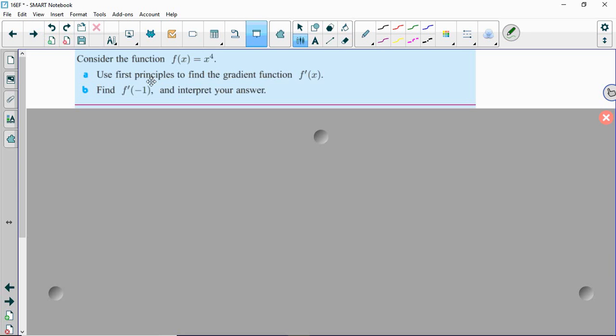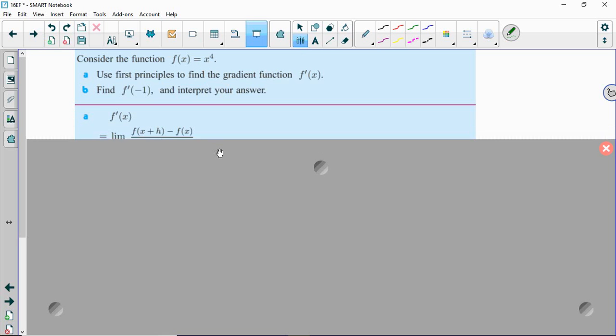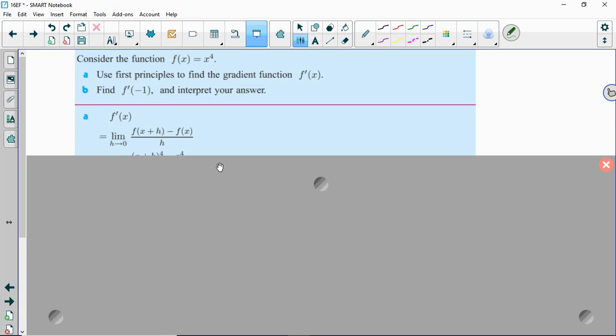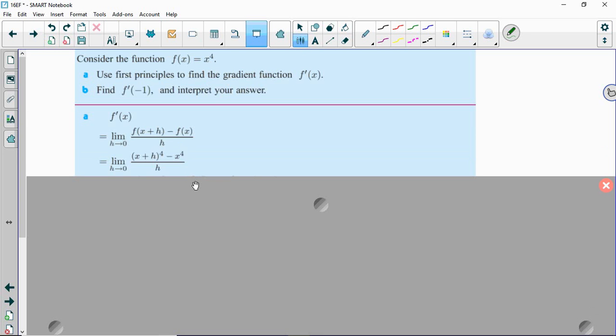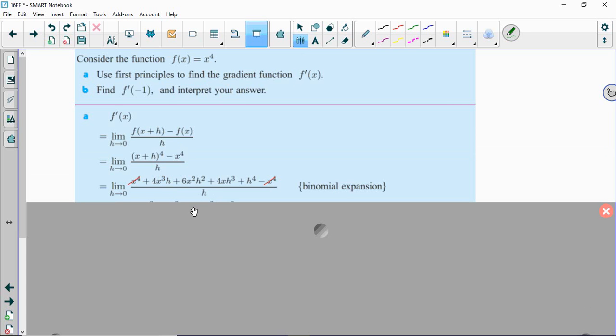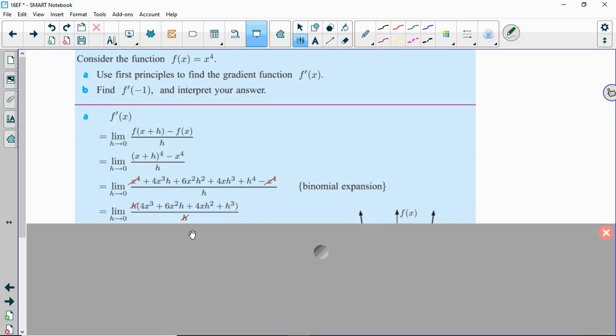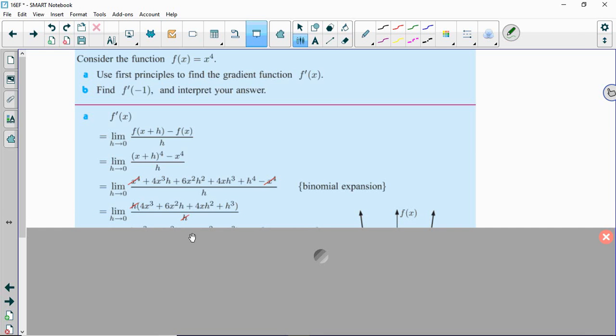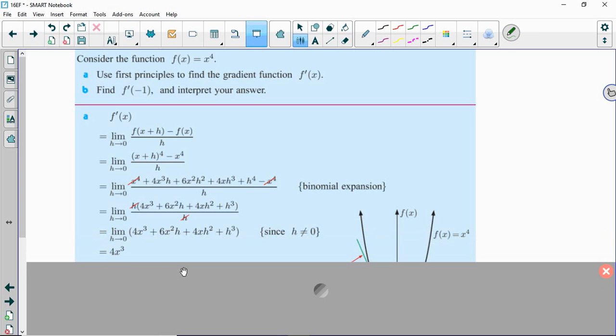Okay, so we're using first principles here to find the gradient function f prime of x of this function here, f of x equals x to the fourth. So we're going to use our definition from the previous screen. In this case, f of x is x to the fourth, so f of x plus h is going to be x plus h to the fourth. And then we're going to have to expand all this, because if we don't, we're just going to get 0 over 0. So we do a binomial expansion, we cancel out anything we can, and then we can factor out the h's, and then cancel one from the denominator. And now we reevaluate, and when we substitute h equals 0 into this, we simply get 4 times x cubed.